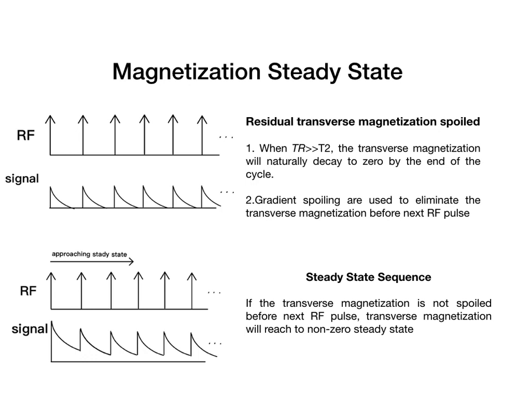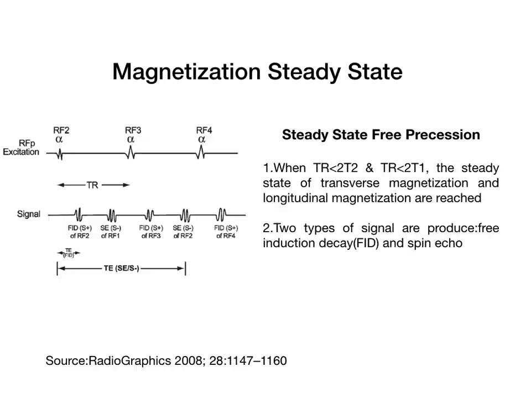Another type of gradient echo sequence is the steady-state sequence. If the transverse magnetization is not spoiled before the next RF pulse, the transverse magnetization will reach a non-zero steady state. If TR is small enough, the steady state of transverse magnetization and longitudinal magnetization are reached, and we call this sequence steady-state free precession sequence.